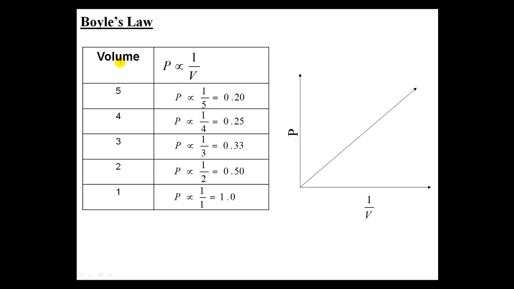Now, if you look at a graph of volume versus pressure, notice that my volume is slowly decreasing. So according to Boyle's law, the pressure must increase. Let's take a look at this. Pressure is proportional to 1 over V. So 1 over 5 is 0.20. 1 over 4 is 0.25. 1 over 3, 0.33. 1 over 2, 0.5. 1 over 1 is 1. Notice how my pressure is slowly increasing, while my volume decreases. And so if you plot a graph of pressure versus the inverse of volume, you get a nice straight line.